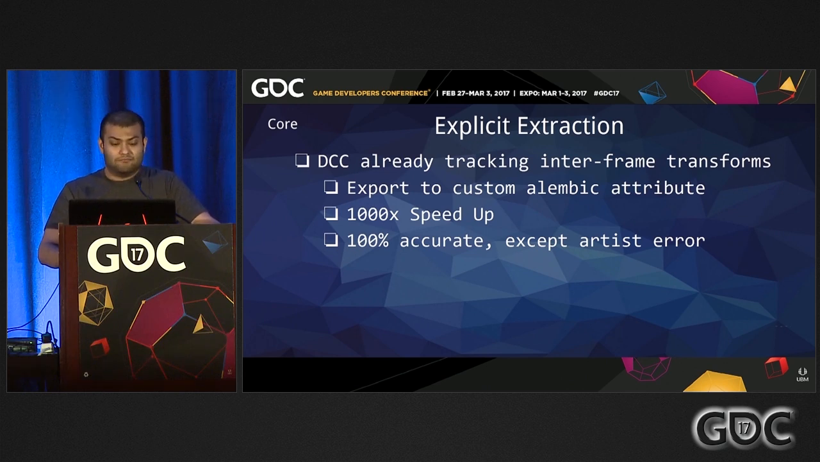Sometimes, just a little bit of data helps eliminate a lot of processing power.